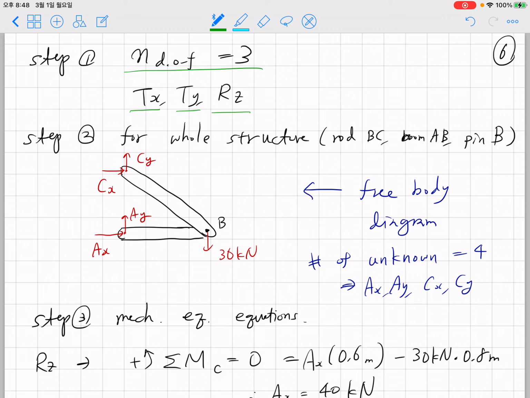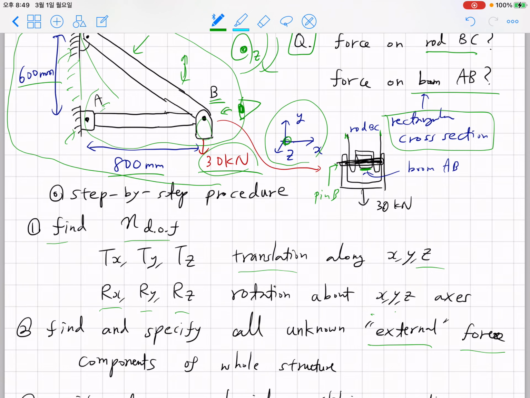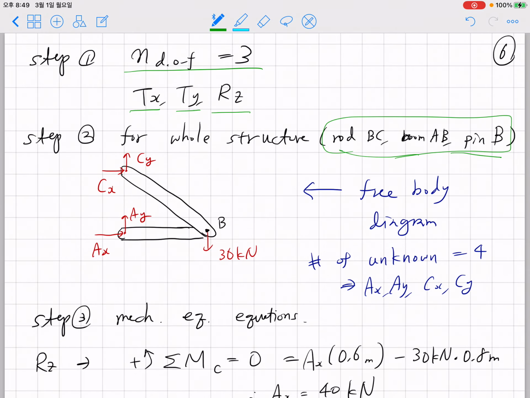Now, step 2: for the whole structure, rod BC, boom AB, and pin B, we combine these 3 as a whole structure and try to draw the free body diagram. We take this whole structure and try to specify all unknown forces. The 30 kilonewton load acts here at point B, and then there are forces at points A and C.